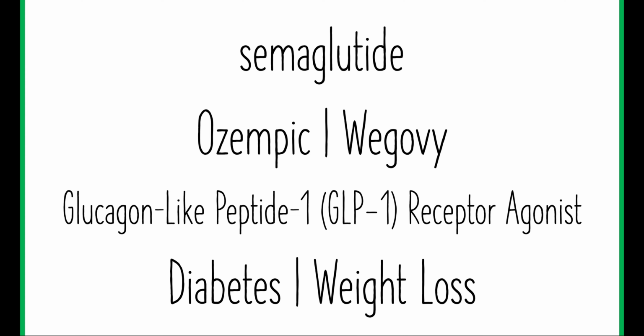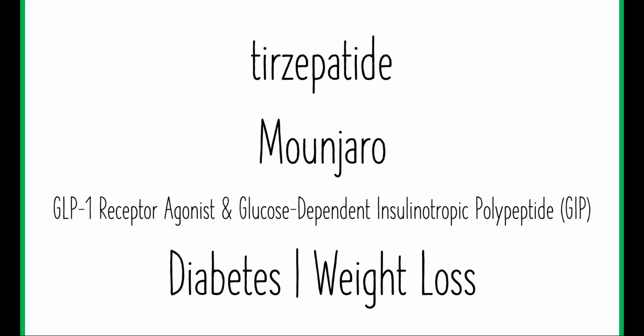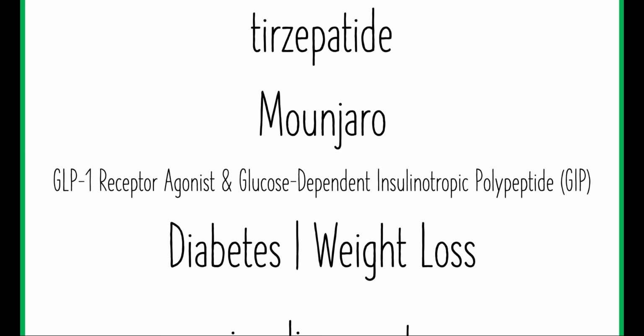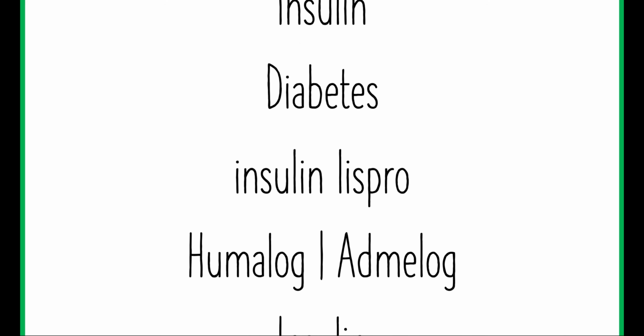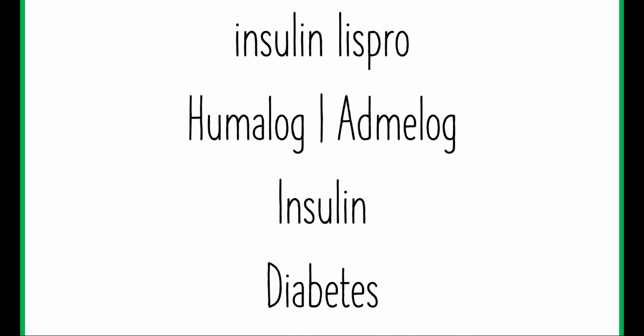Semaglutide or Ozempic or Wegovy is a GLP-1 receptor agonist for diabetes and weight loss. Tirzepatide or Mounjaro is a GLP-1 receptor agonist and glucose-dependent insulinotropic polypeptide for diabetes and weight loss. Insulin aspart or Novolog is an insulin for diabetes. Insulin Lispro or Humalog or Admelog is an insulin for diabetes.